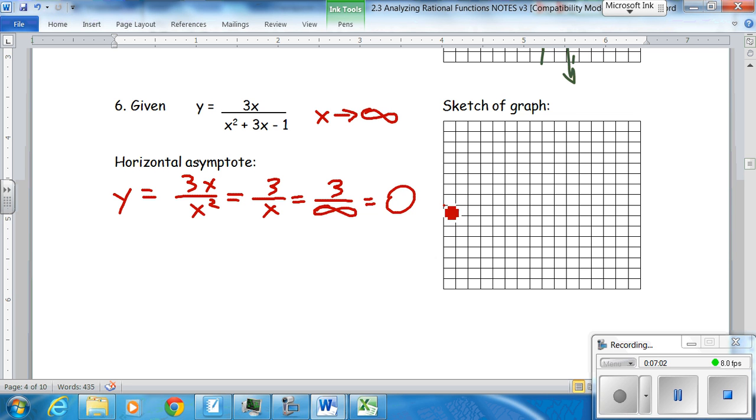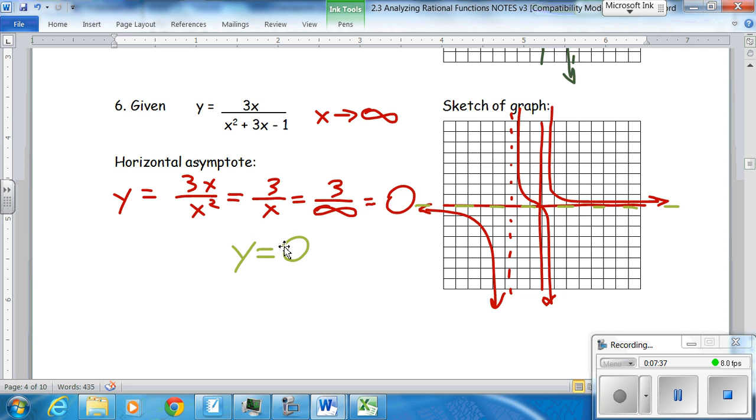So when we draw the graph, we get something weird like not my best drawing, but you get the idea. And when you look at it, you're going, yes, it does look like y equals 0 is a horizontal asymptote there. Okay. Now, that's it for this section. If you have any trouble with this, go back, look at the examples again. When you're ready, go on to the next part.